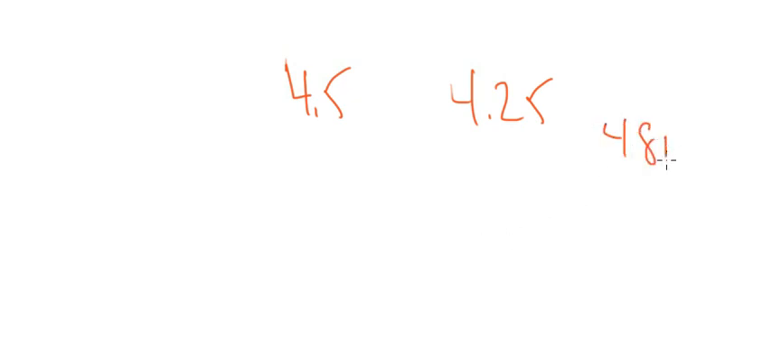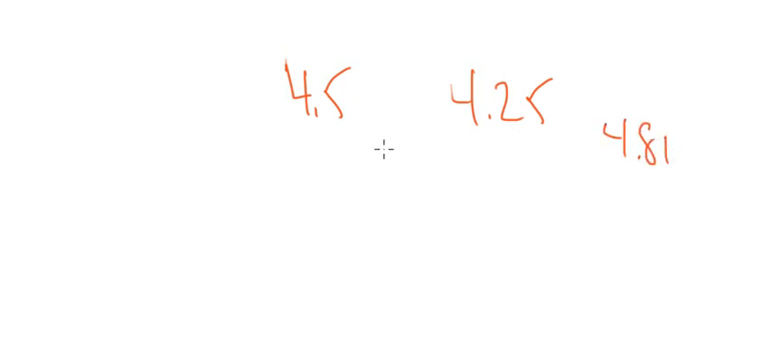So listen, example 3, the last one you can look at by yourself there. You should be able to figure out that it's 4.73. Example 4 wants you to arrange the decimal numbers in order from least to greatest. Listen, guys, it's pretty simple. We have 4.5, we have 4.25, and we have 4.81.